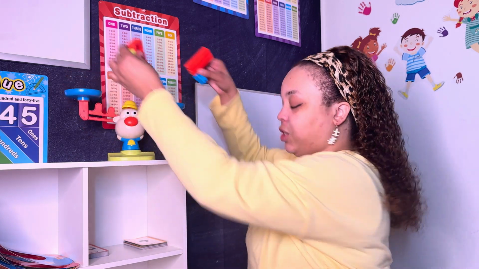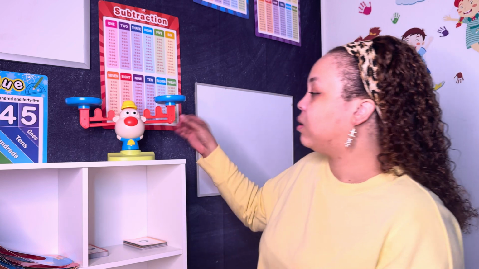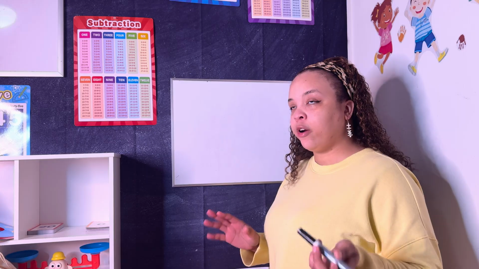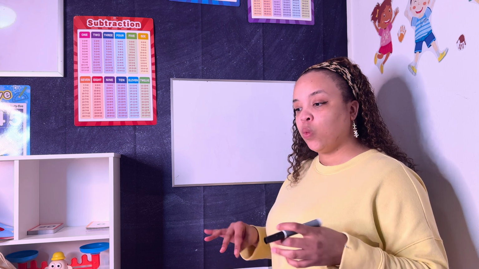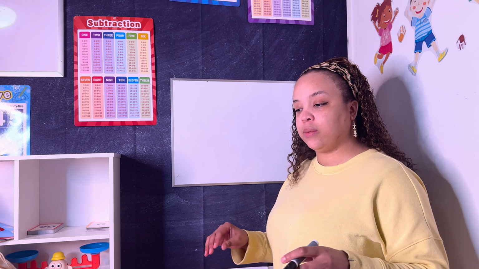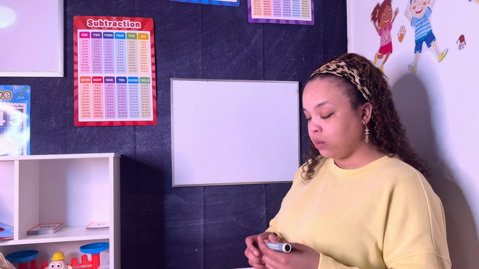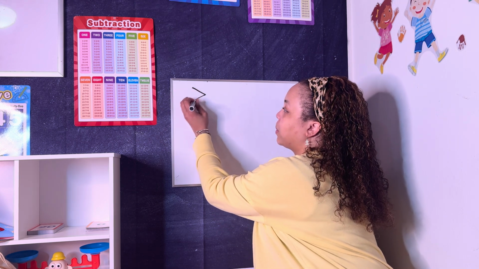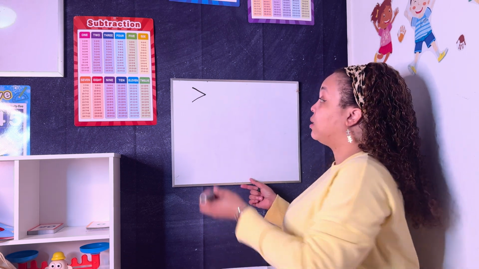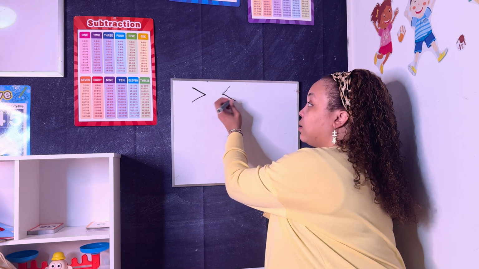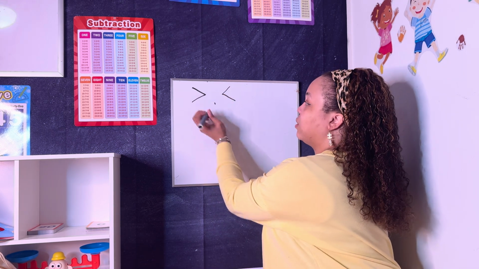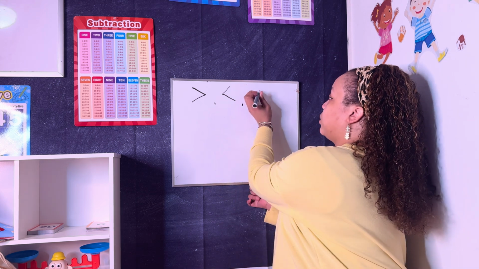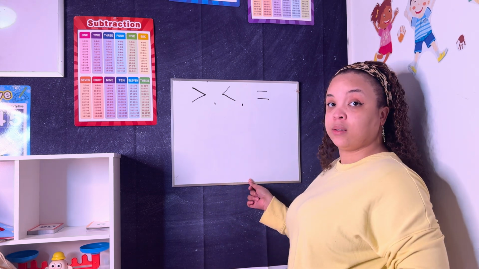Now, let me show you another way that you might see it. Ordering and comparing numbers, what we're doing right now is eventually going to lead into greater than, less than, or equal to. So, greater than is this. Less than is that. And equal to is this, right?